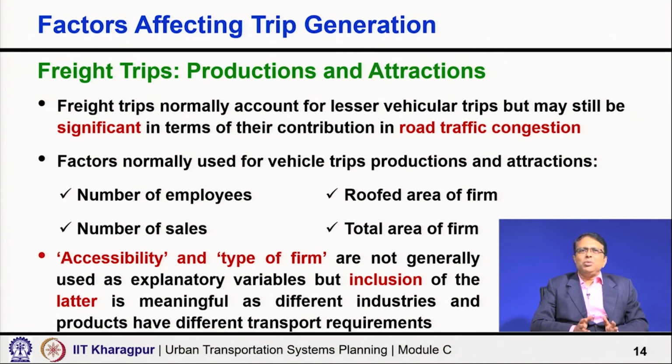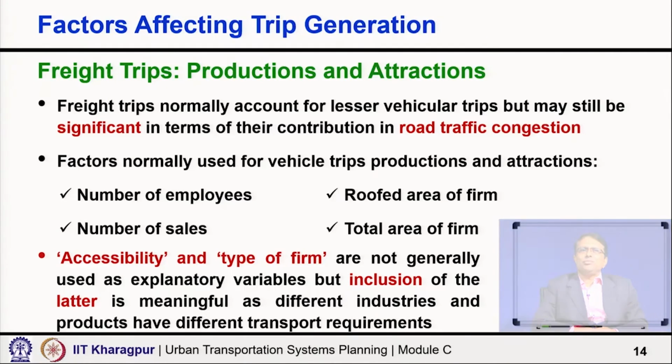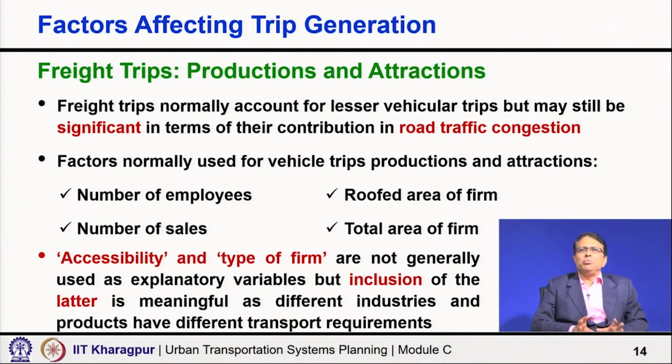There are factors which normally used for vehicle trip productions and attractions, say for example, number of employees, number of sales, roofed area for farm, total area for farm, all these are extremely important. Then accessibility and type of farm, again are two variables which are very meaningful variables, I would say, but again generally not used as explanatory variables for freight modeling, productions and attractions modeling. But if we include them, they are meaningful, especially the type of form.